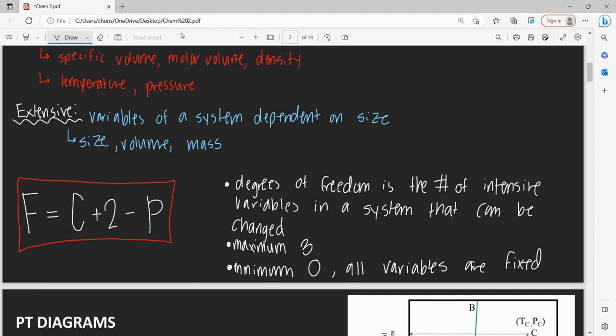So we'll bring this up again in our next slide, and it'll start to make a little more sense for you. So that's why it's important to consider the amount of components and the amount of phases that you might have in a system.